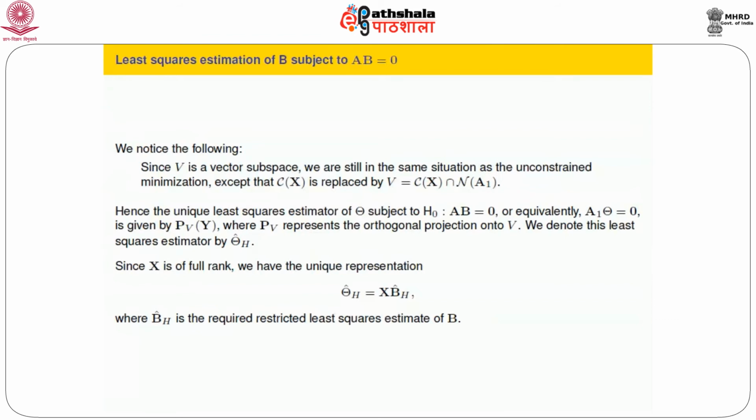Now we are having this minimization of y minus theta transpose y minus theta, where theta lies in a certain subspace called V. So hence the unique least squares estimate of theta subject to AB is equal to 0, or equivalently A1 theta is equal to 0, is given by PV of y simply because of the previous argument, where PV represents the orthogonal projection onto V. This is V. We denote this least squares estimate by theta hat H.